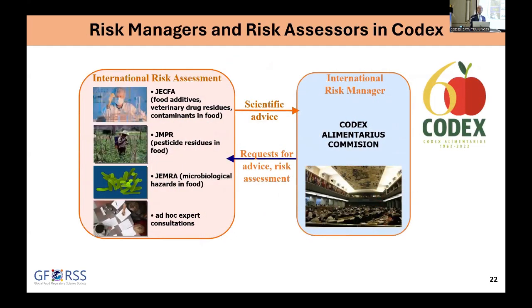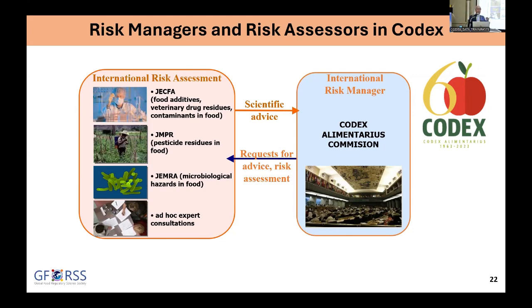Generally, that is done on the basis of a request and provision of advice system. So how does it work? When a Codex committee needs some scientific information, it requests that advice from the expert bodies. Once the expert bodies conduct their scientific assessment, they give it back to Codex for use in the formulation of the risk management approach. To be able to do this, you need the data.